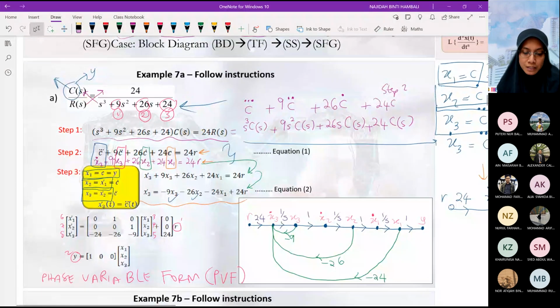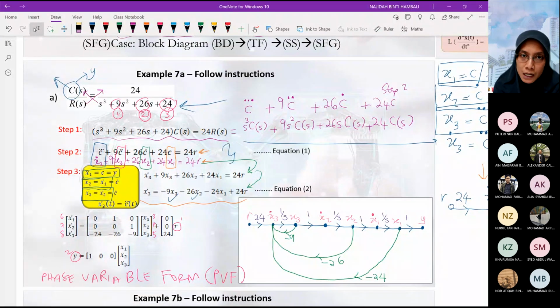Any question from example 7A? The first example of converting transfer function to state space equation. Ada soalan tak sebelum saya move kepada example 7B? Tak ada soalan? Okay.